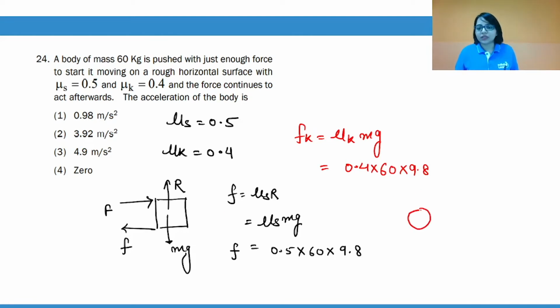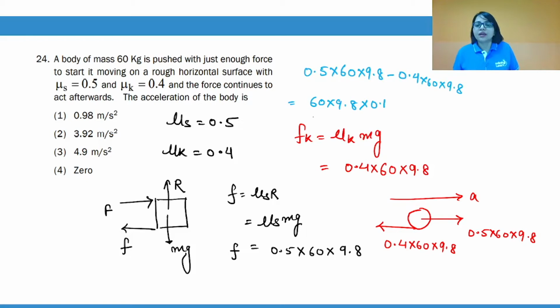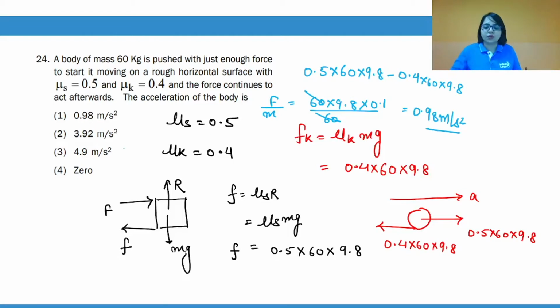So basically in this situation, the body is experiencing a forward force of 0.5 into 60 into 9.8 Newton, and at the same time kinetic friction of 0.4 into 60 into 9.8 Newton. And let's say acceleration of the body is in this direction. So net force in the direction of acceleration is 0.5 into 60 into 9.8 minus 0.4 into 60 into 9.8. So it will be 60 into 9.8 into (0.5 minus 0.4), 0.1. Now net force divided by mass will give you acceleration. So acceleration will be 9.8 into 0.1, which is 0.98 meter per second squared, and that is option 1.